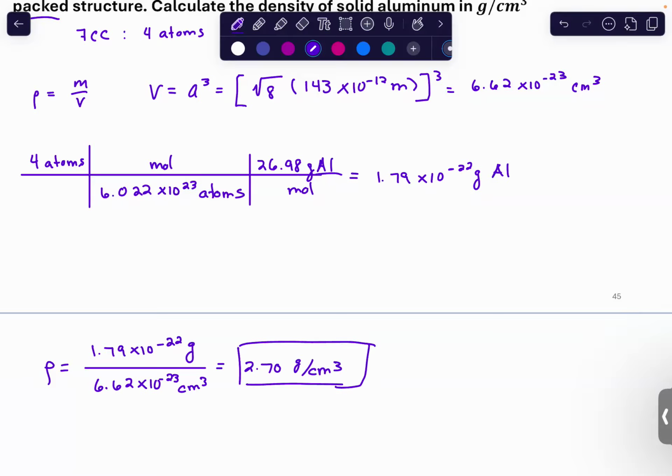Okay. This is why it's important to remember how many atoms are in a unit cell.